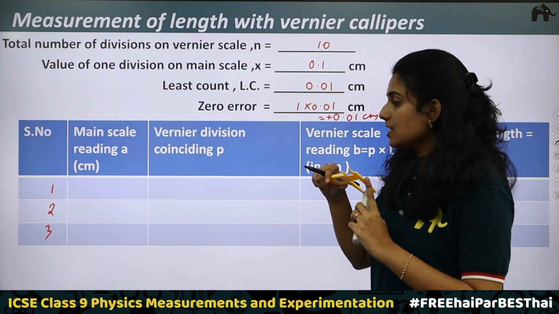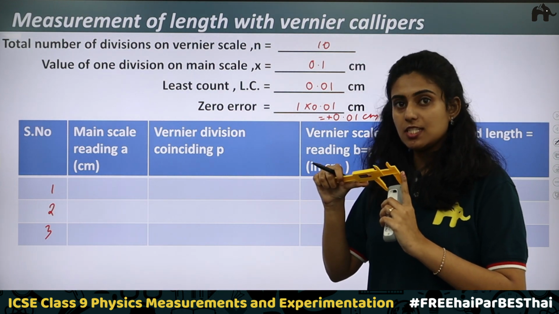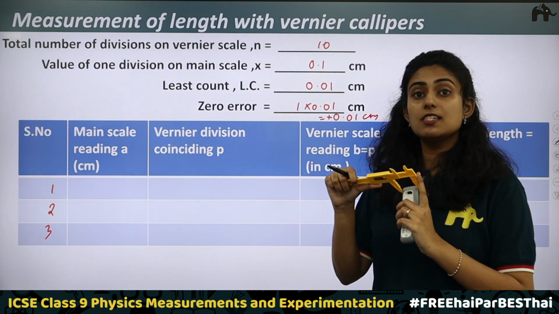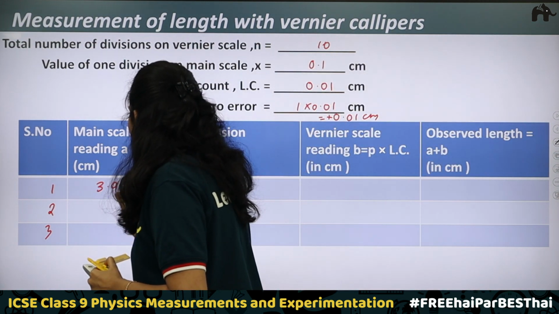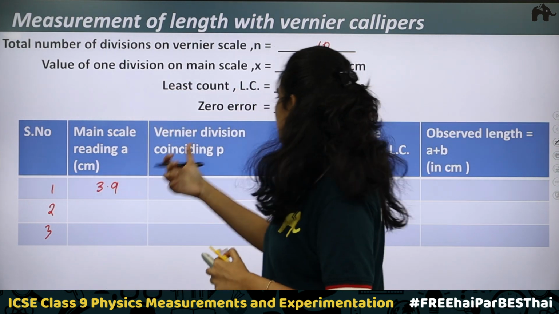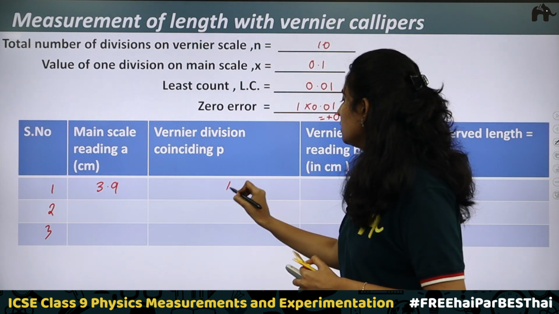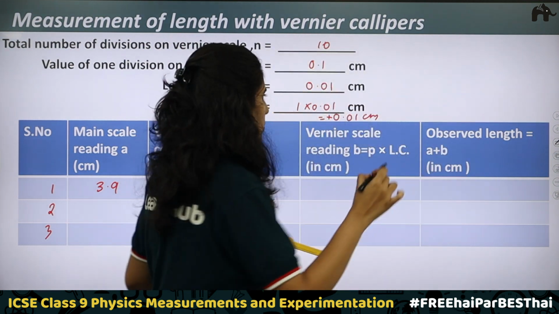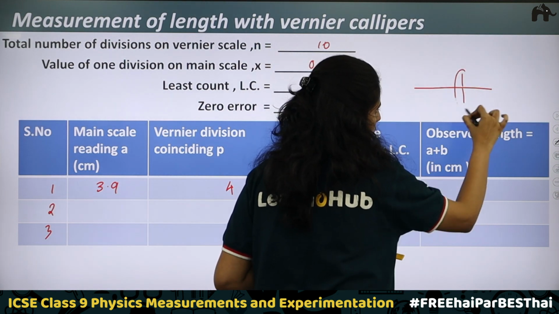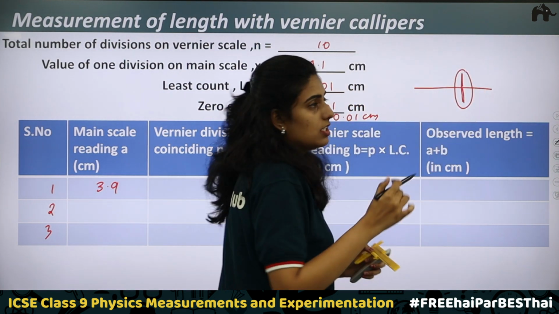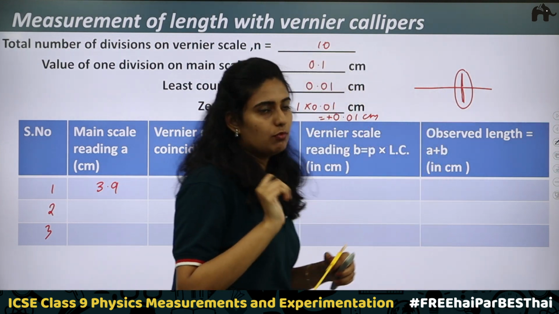So 39 on the scale, if it is in millimeters, is 39 millimeters, which is 3.9 centimeters. The vernier division that I am getting is 4 coinciding. How will it coincide? If this is the main scale division and this is a vernier scale division, you can see they are in a straight line. So this value on the vernier scale will be taken.